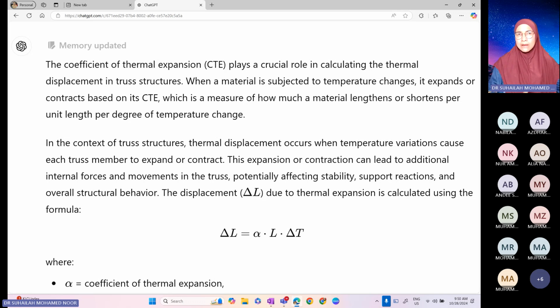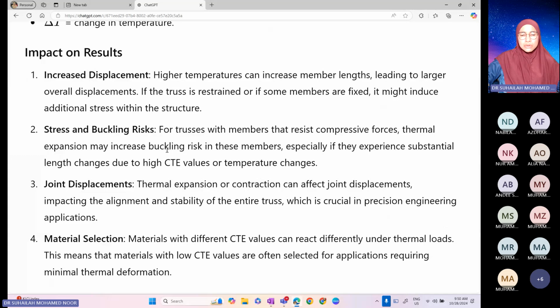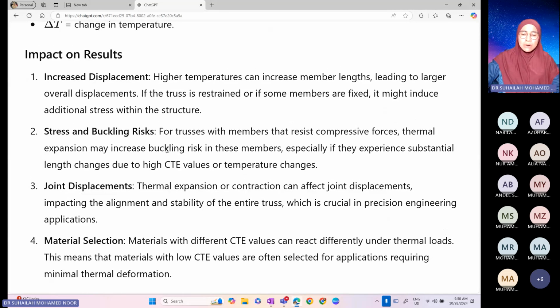Tapi dalam case flexibility method, kita kena kalikan dengan member forces which come from redundant structure. So sebab tu tadi you all tengok dia ada kali dengan N1 ataupun kali dengan n kecil kalau for determinate structure. Okay, so impact on results, so due to temperature changes and also fabrication error lah, increase displacement. Higher temperature can increase member length, leading to larger overall displacement.